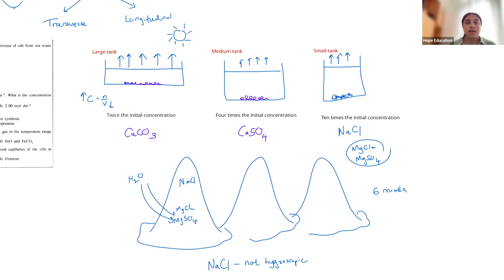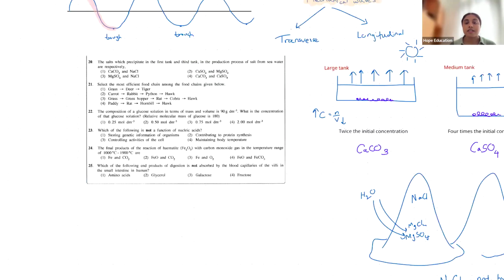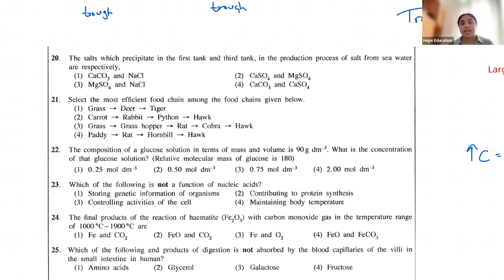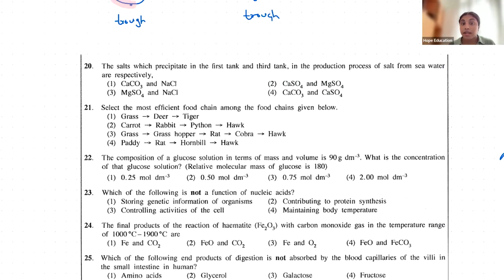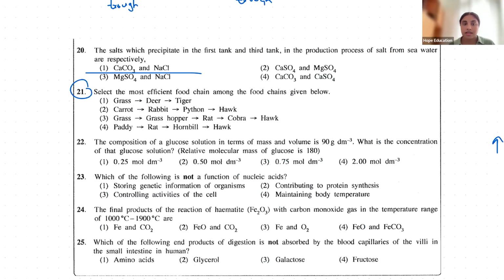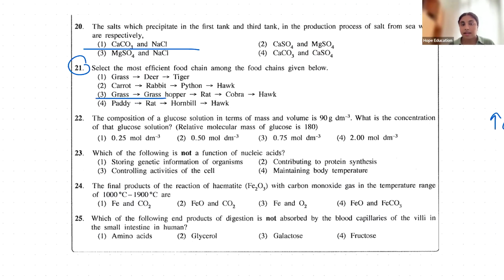So here they are asking the salts which precipitate in the first and third tank. In the first tank, calcium carbonate precipitates, and in the third tank, sodium chloride. That is the most correct answer. Circle the 21st question. That's biosphere. We'll discuss that. Underline the third option as the answer and leave it like that.